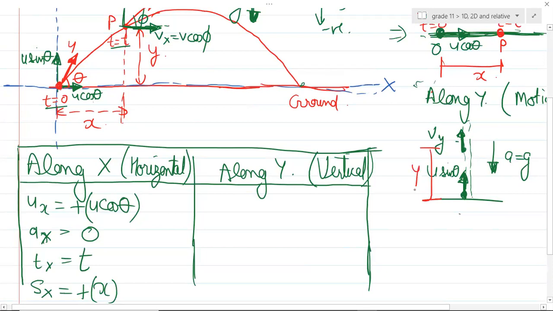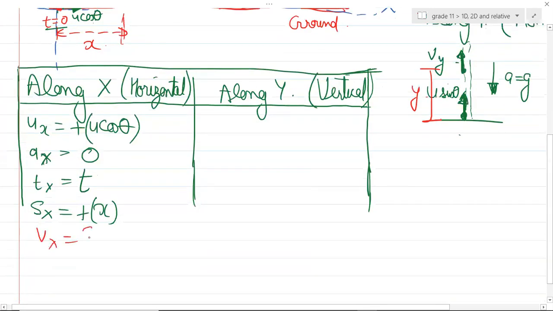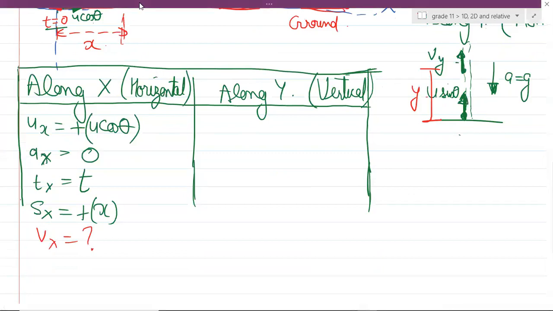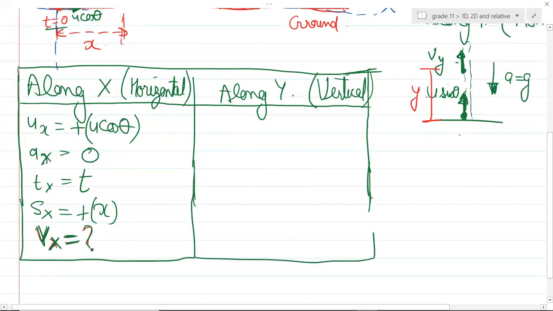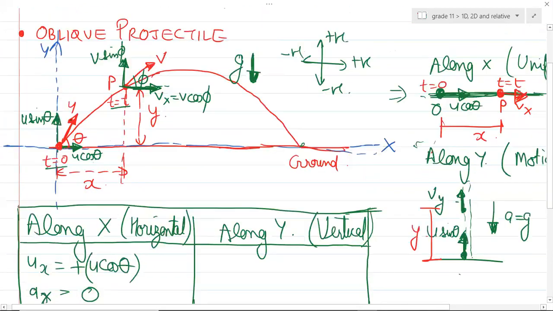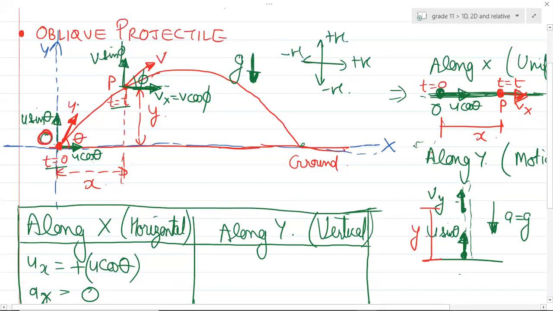Okay. Now let's see over here. This is Vx. Now what about Vx? Do you know Vx? No, we don't know Vx. We need to find it out. Now what about the y components? Can anyone tell me what will be the y components? What is the initial velocity along y? What will be the final velocity along y? The initial point is basically this point O, and the final point is basically this point P. Is this clear? Yes. Okay.